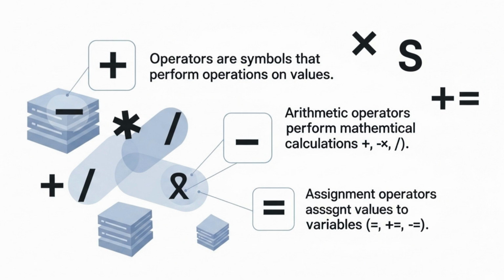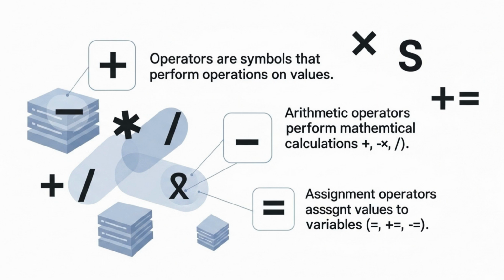Operators are special symbols that instruct the computer to perform specific operations on values and variables. Think of them as the verbs of your programming language, telling your data what to do. You're probably familiar with arithmetic operators from basic math. These include the plus sign, minus, asterisk, and forward slash for addition, subtraction, multiplication, and division. They let you perform mathematical calculations on your numerical data. For example, if you have let x = 10 and let y = 5, then x + y would result in 15.